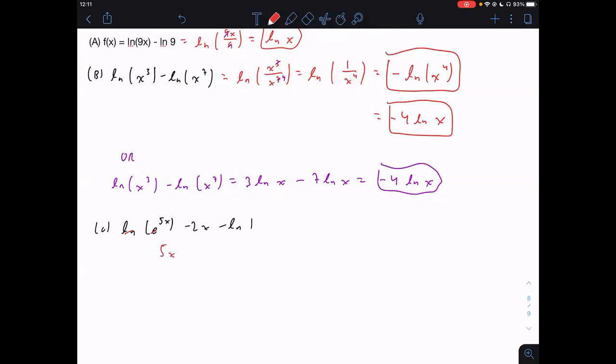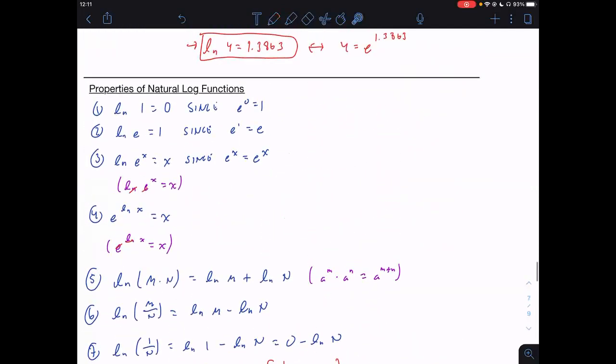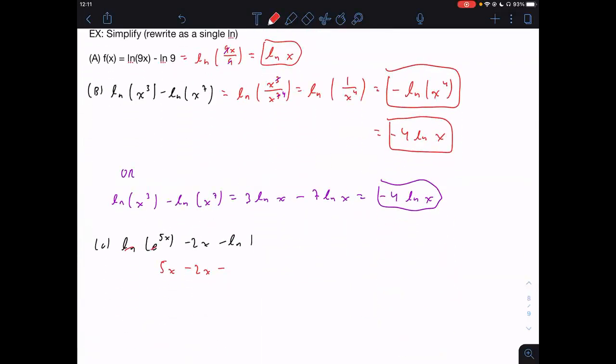5x minus 2x minus, what's the natural log of 1? Recall the first property that we stated, natural log of 1 is just 0. So minus 0, combining like terms, this expression is just going to equal 3x. So natural log of e to the 5x minus 2x minus ln of 1 is just a simple single term, just 3 times x. And so this more complicated expression is just 3 times x.